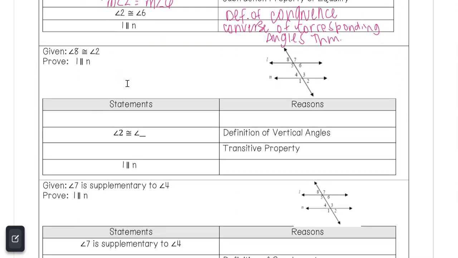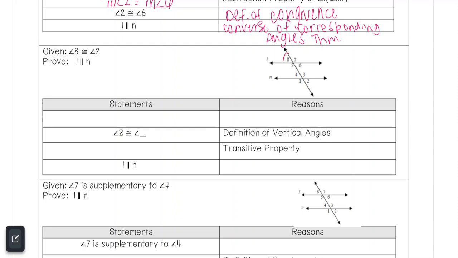In our second proof, we are given that angle 8 is congruent to angle 2. We are trying again to prove that L is parallel to N here. So not using the known properties to prove it, we're trying to work through what is given to us.